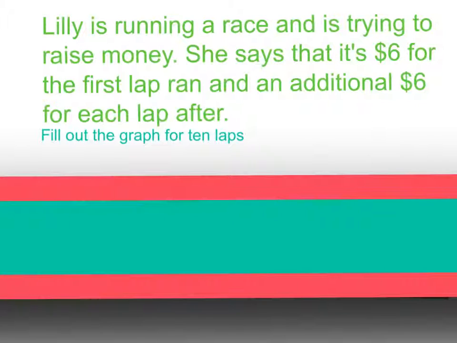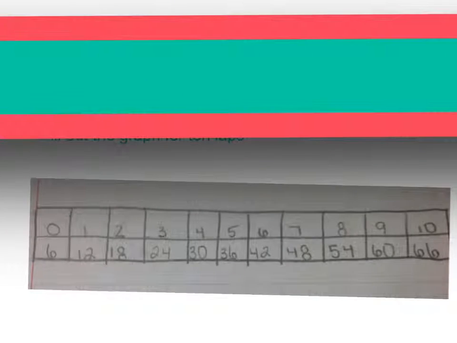This is a linear growth problem. Lily is running a race and is trying to raise money. She says that it's $6 for the first lap ran and an additional $6 for each lap after. So for the graph, this is what it would look like. Your zero value would be 6, and each lap ran you would add another $6.